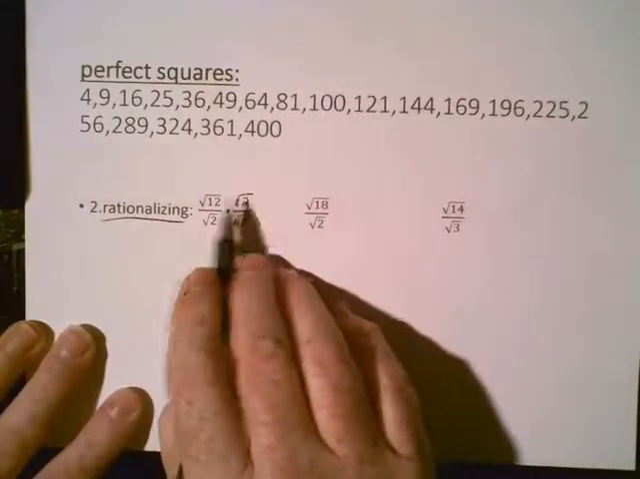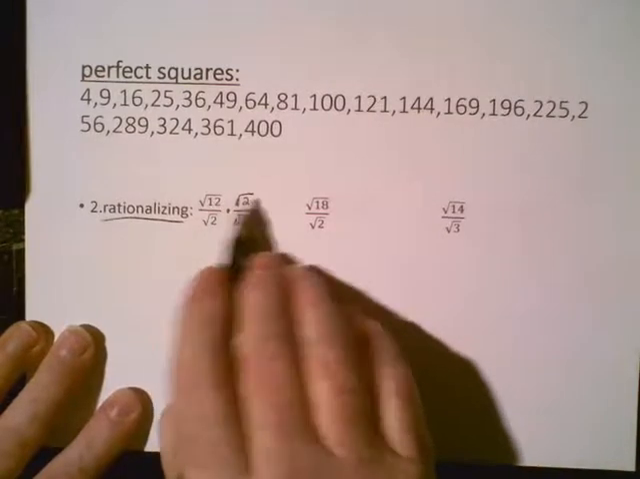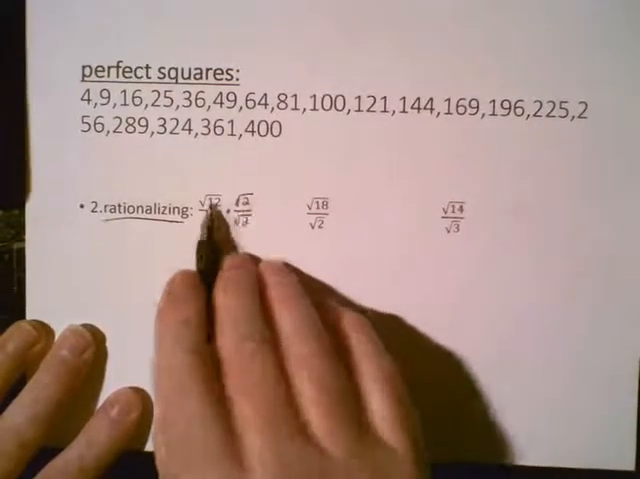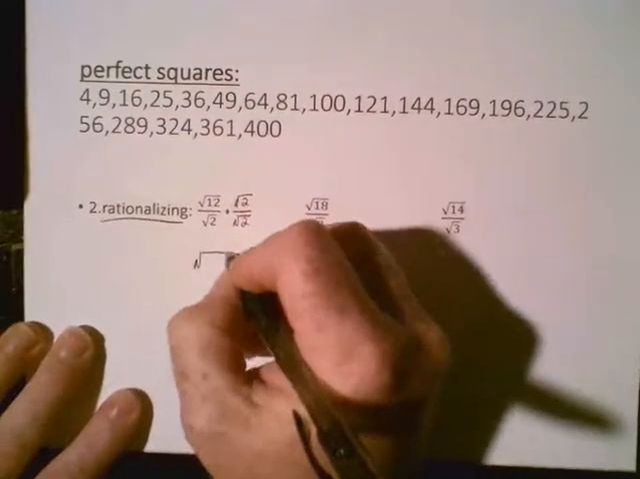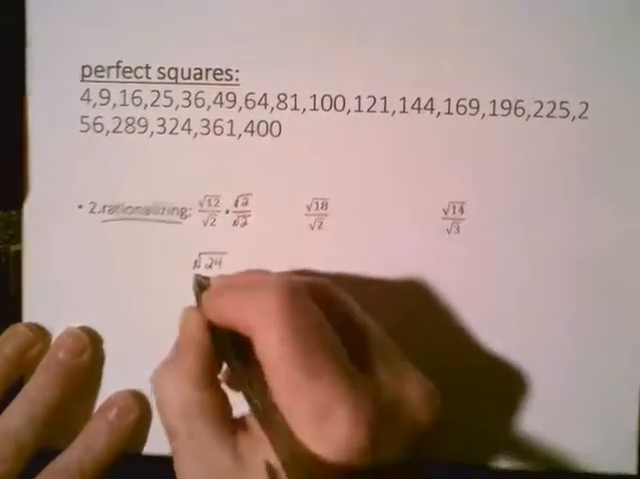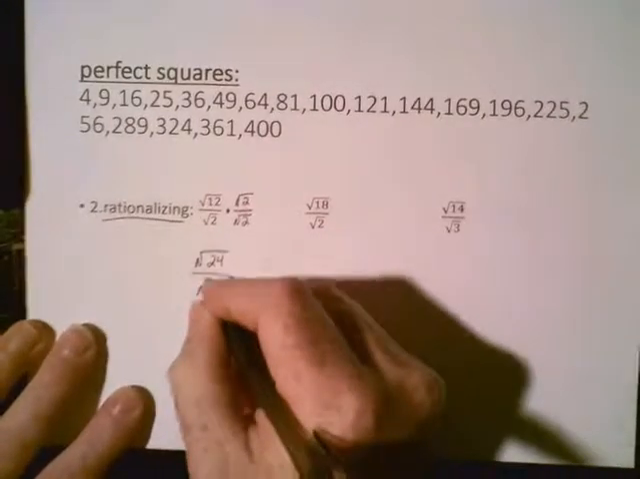And when they're both numbers under the square root symbol, then you can multiply them together, just like you would multiply any other number. So on top, we end up with the square root of 24. On the bottom, you end up with the square root of 4.